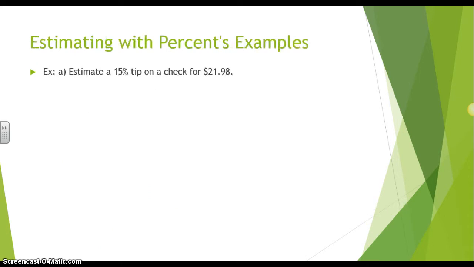Here we're getting into more estimating with percents. Remember, estimating is not exact numbers, we're rounding. Look at this problem. It says estimate a 15% tip on a check for $21.98. So I first have to round this $21.98. We're going to round that to $22.